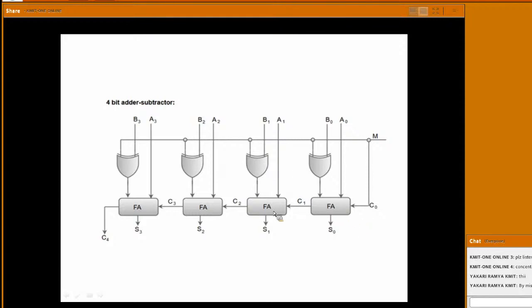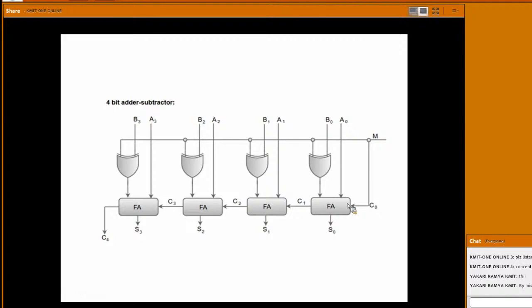Here also we again require the full adders. Why? Because the full adder is responsible for performing the addition of the 2 bits. So here we are implementing this subtraction by using addition itself. Therefore, you require full adders again. When you are using registers of 4 bits, you need 4 full adders.